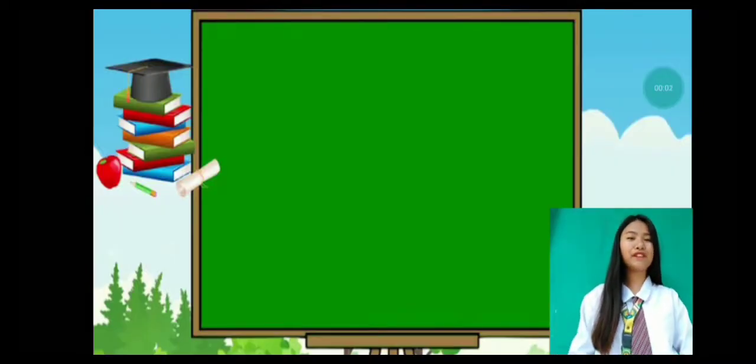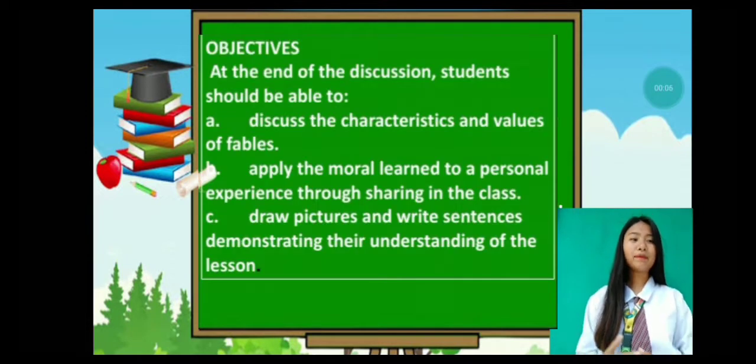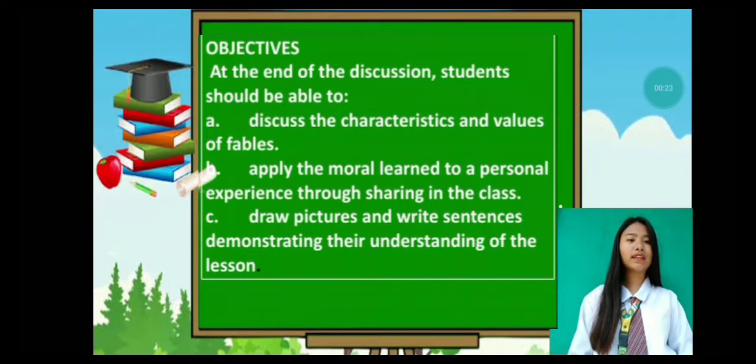Let us read first the objectives of our lesson for today. At the end of the discussion, students should be able to: number 1, discuss the characteristics and values of fables. Number 2, apply the moral learned to a personal experience through sharing in the class. And number 3, draw pictures and write dialogues demonstrating their understanding of the lesson.